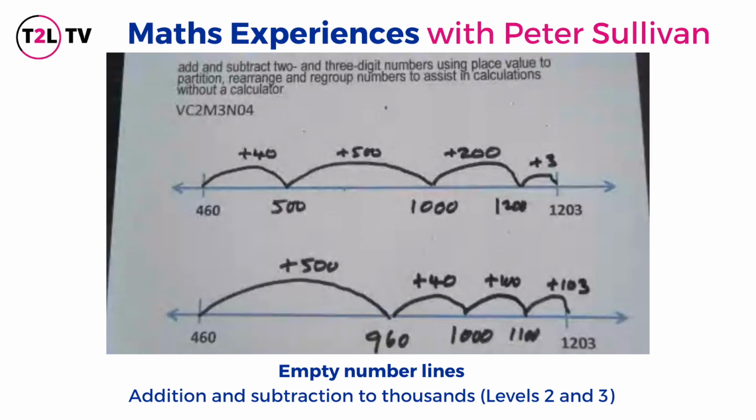What's 460 plus 743? So the representation can be used in all sorts of ways to represent addition and subtraction. In this case, the difference form of subtraction. But it helps the students to become familiar and confident with using numbers, in this case, numbers in the thousands, up to 1,000.